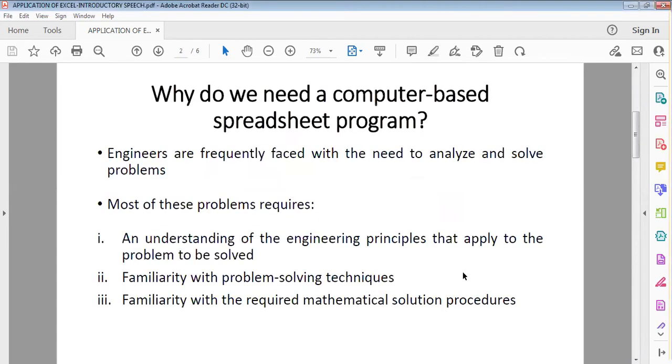A question that may come to mind is, why do we need a computer-based spreadsheet program? Engineers are frequently faced with the need to analyze and solve problems. In solving engineering problems, an engineer will require an understanding of the engineering principle that applies to the problem that is to be solved, familiarity with problem-solving techniques, and familiarity with the required mathematical solutions.